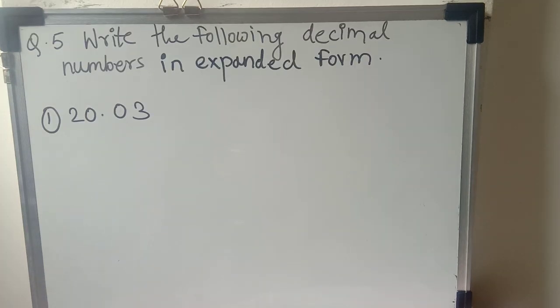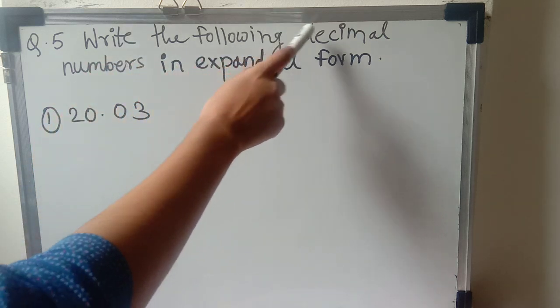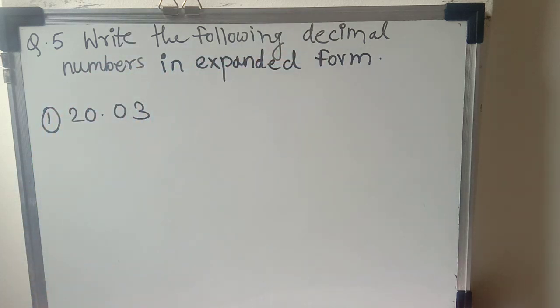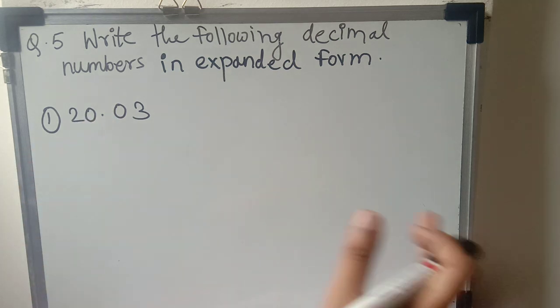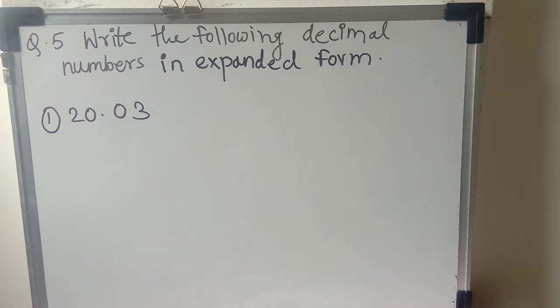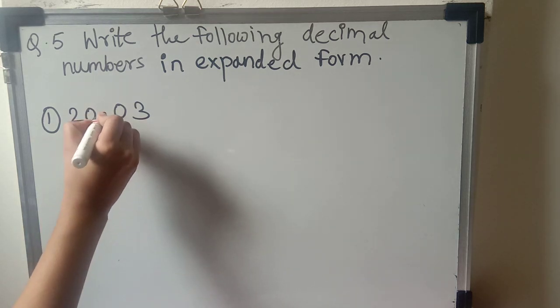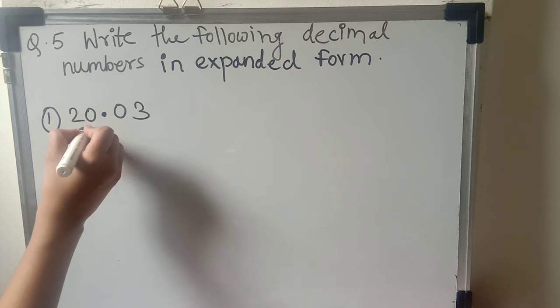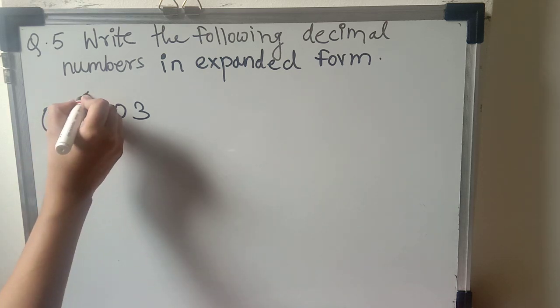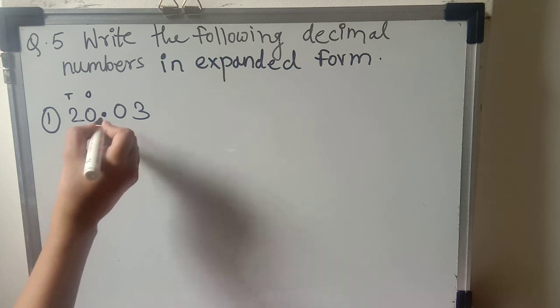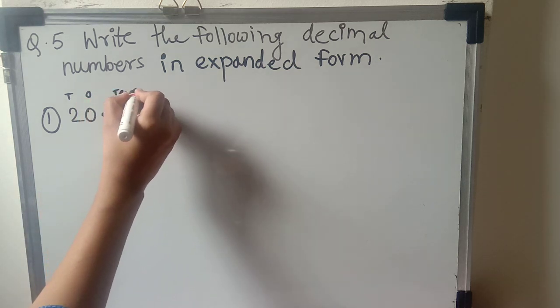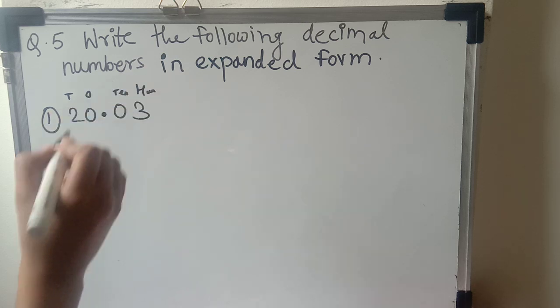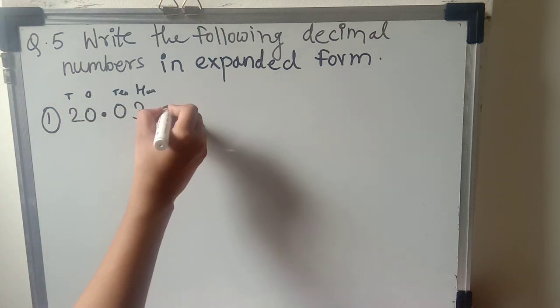Question number 5 is: write the following decimal numbers in expanded form. We know what expanded means: we have to write the given decimal number in large form. Before the decimal, how many digits are there? There are 2. So here I will write ones and this is the tens. After the decimal also 2 places are there: this is the tenths place and this is the hundredths place. So let's write down these numbers in expanded form.